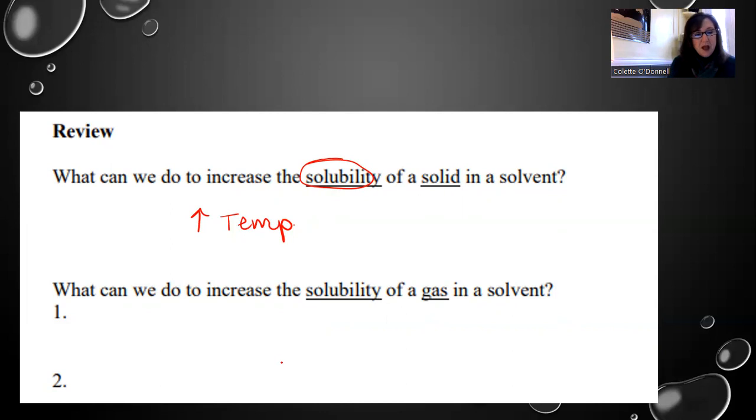Okay. Now, this next question, what can we do to increase the solubility of a gas in a solvent? Remember, gases are different. These ones, we're going to want to decrease the temperature. And we can also bring in that pressure factor since gases are more affected by pressure. And for that, to get more gas to dissolve, we want to increase the pressure on our system there.